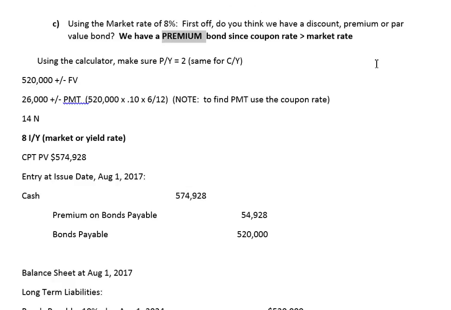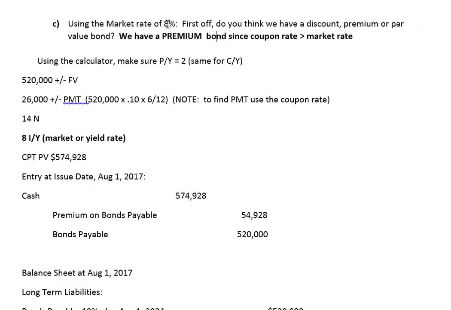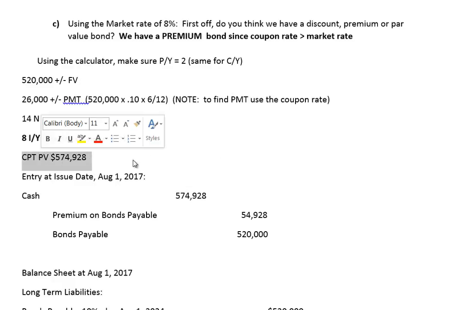Our last scenario is if the market rate is 8%. Now we have a premium bond. Why? Because your bond is paying a coupon rate of 10%, which is more than what everybody else is paying. So now your bond's paying more than everybody else's. When your bond pays more, everybody's going to want your bond. So that means they're prepared to pay more for it. How much more is what we're going to calculate when we calculate the PV.